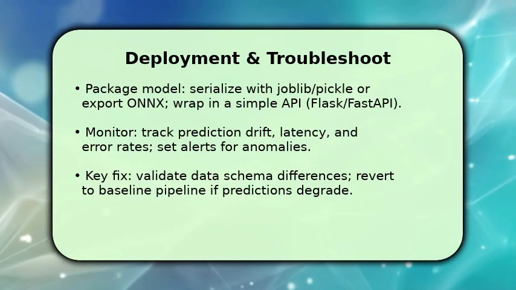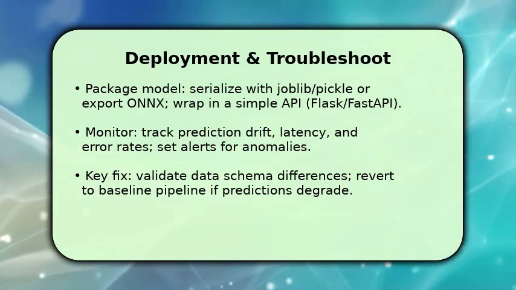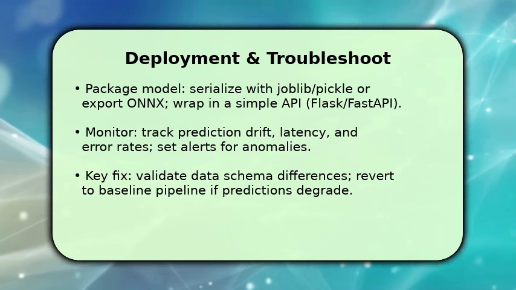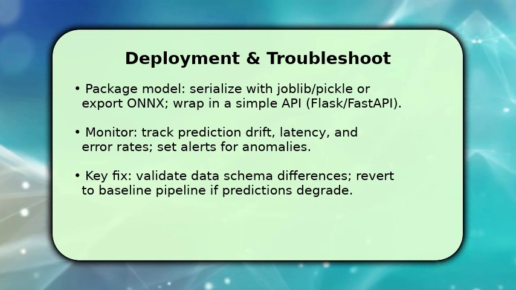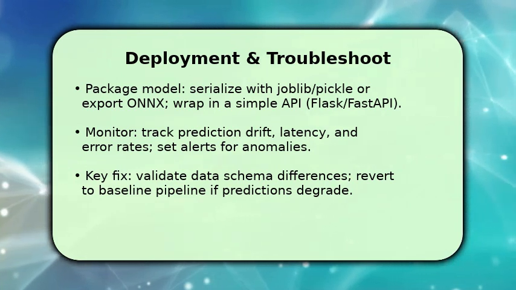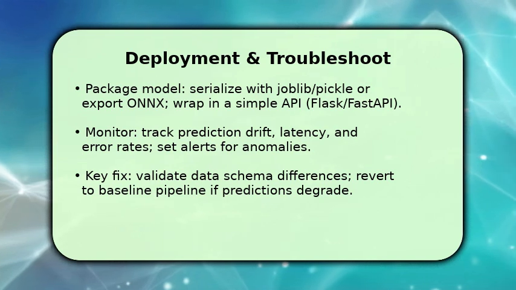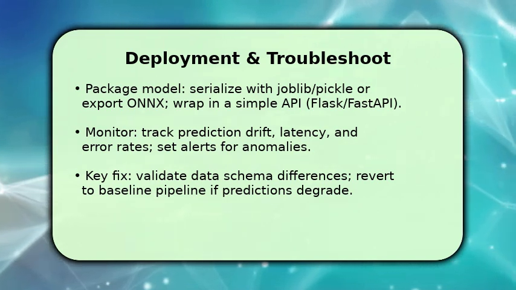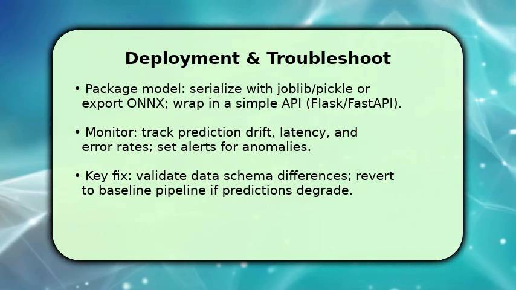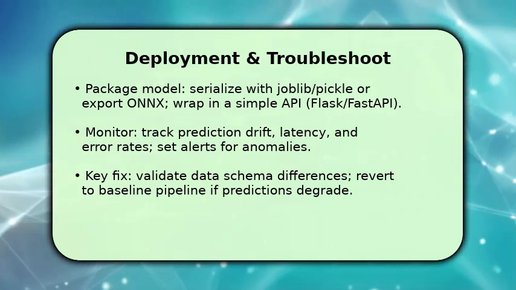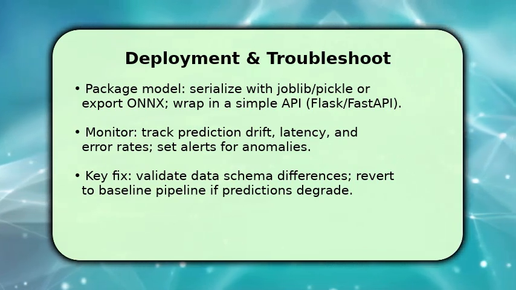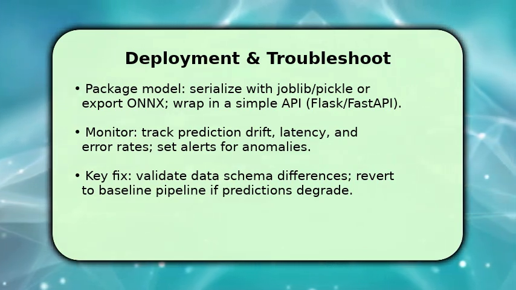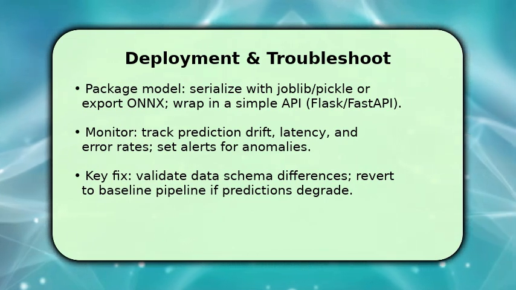Serialize weights, build a small API, and deploy to a container or cloud instance. Monitor inputs and outputs in production to detect drift and latency issues, and automate basic health checks. If you see large performance drops, first confirm data schema and preprocessing match training. Mismatches are the most common cause. If necessary, roll back to a validated baseline pipeline while you patch the data or model. Then redeploy only after full validation.